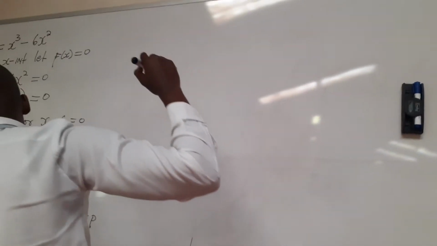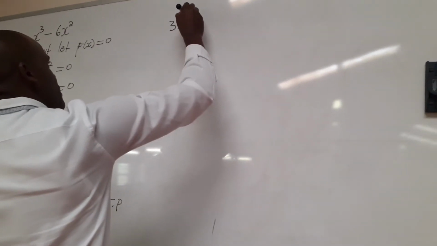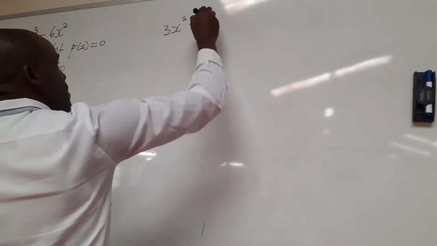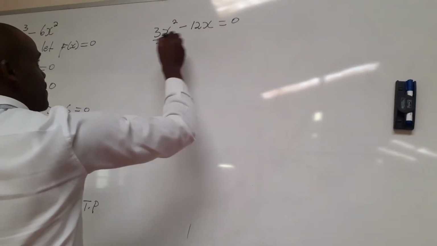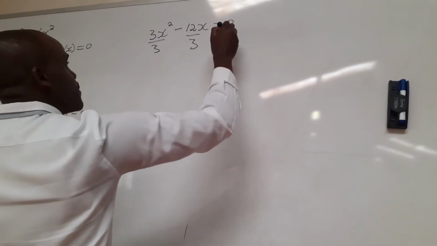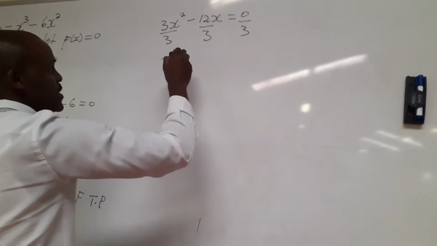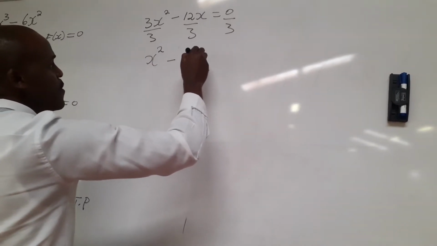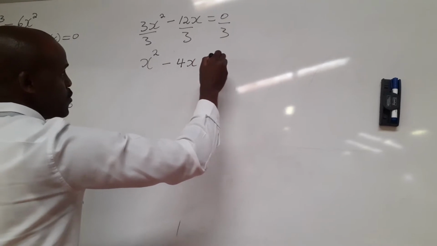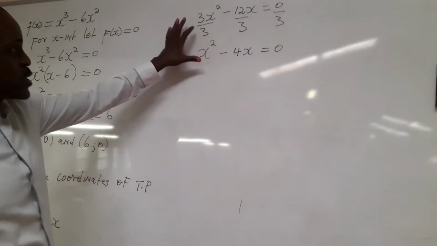Let's divide by 3 then. It's 3x squared minus 12x equals 0. Let's divide by 3. We are remaining with x squared minus 4x equals 0.